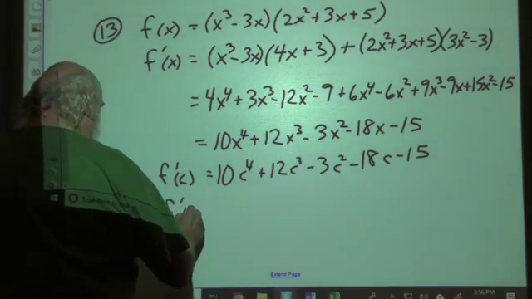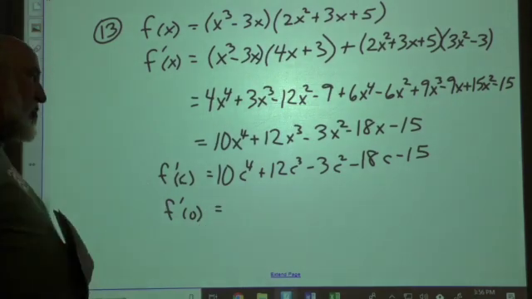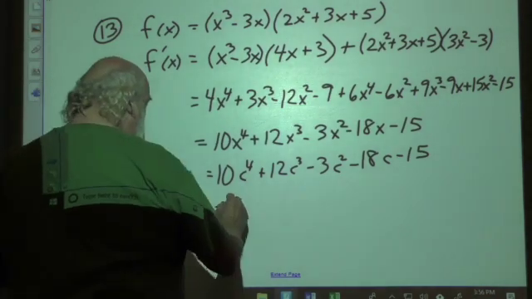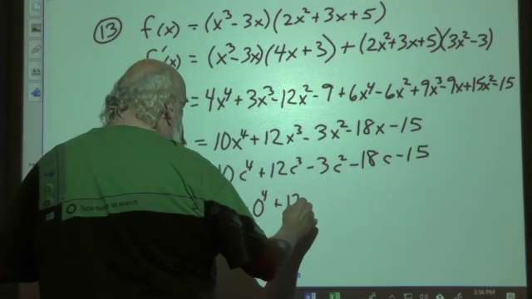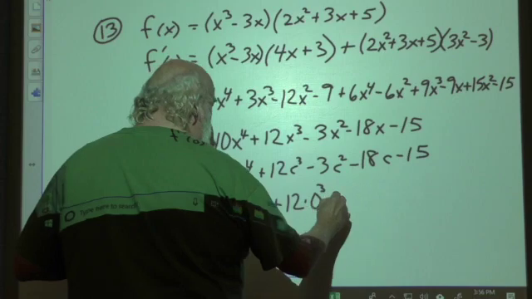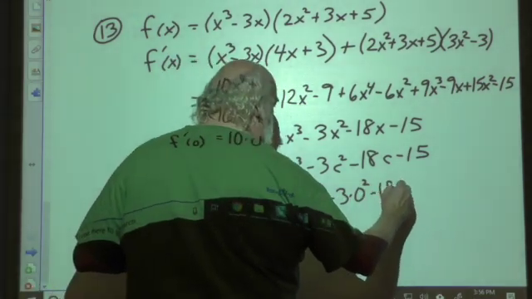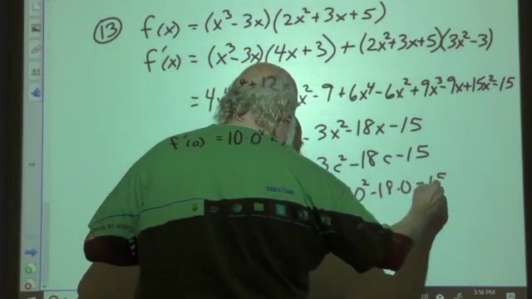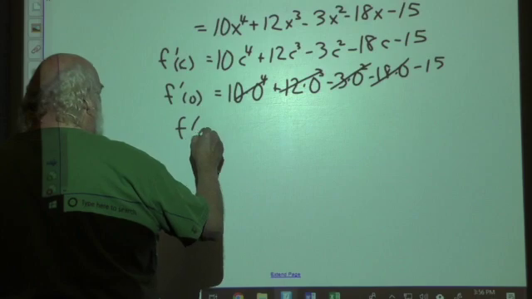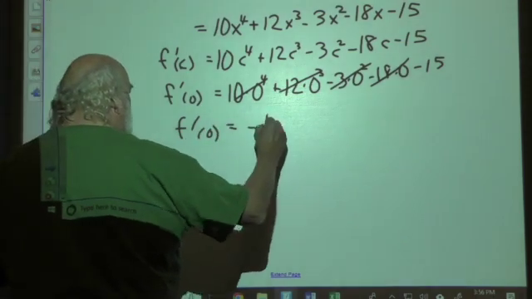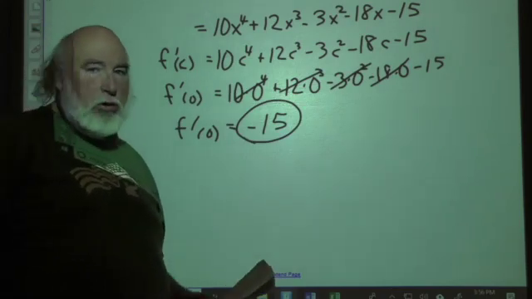In other words, what is the slope at the curve where your value of c turns out to be 0? Well, this becomes 10 times 0 to the fourth power plus 12 times 0 to the third power minus 3 times 0 to the second power minus 18 times 0 minus 15. These all cancel out. So the answer for f prime of 0 is negative 15. So that's how we want you to do those problems.